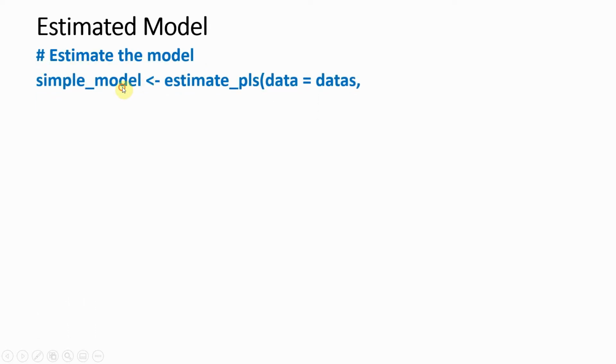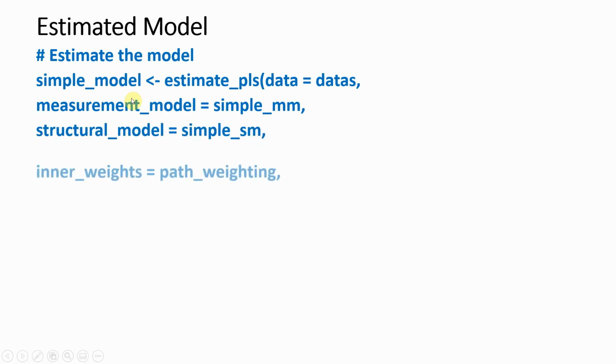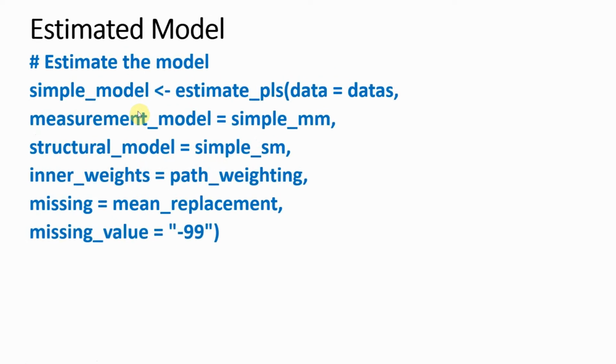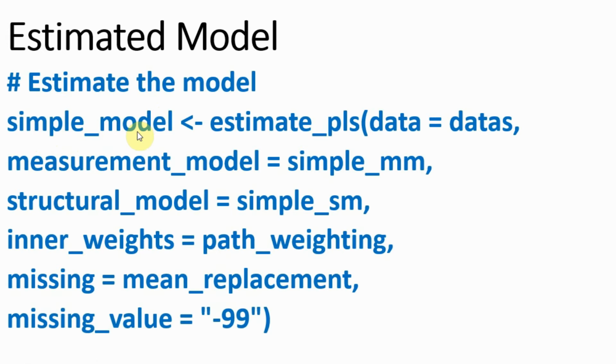So how do we estimate the model? Now here is the code. First the comment, then obviously let me complete it. Okay, so simple_model, this is your object, and this is the PLS function that is called with this data on this measurement model with this structural model. This will be the inner weight. This is how I want to deal with the missing values, and this is the missing value.